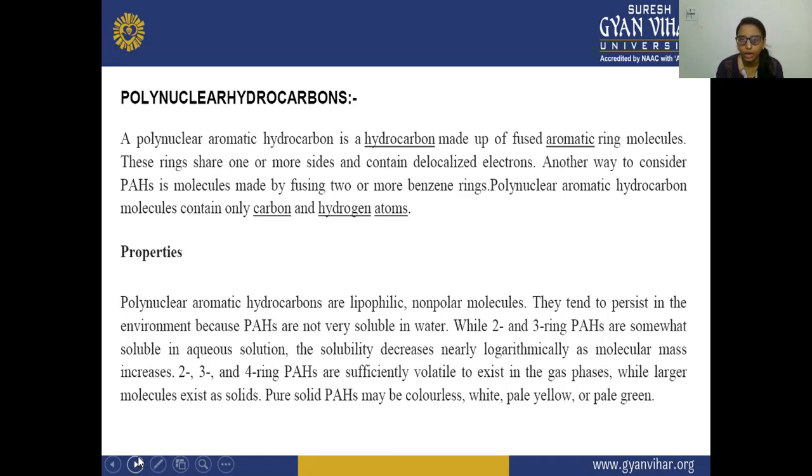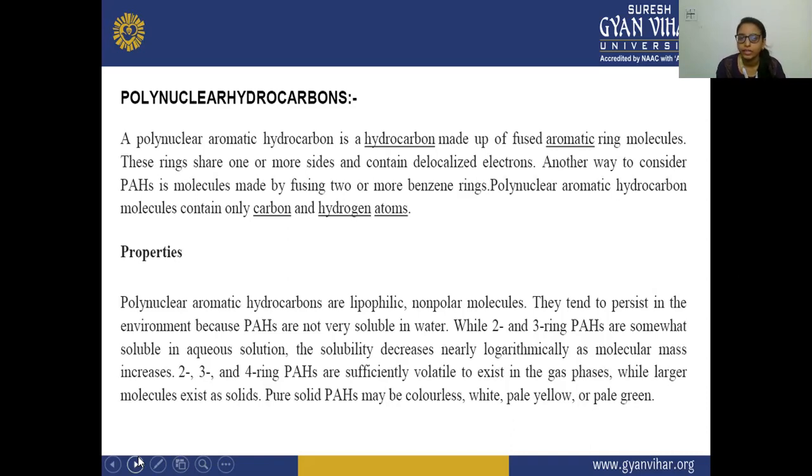These consist of carbon and hydrogen, and these are also aromatic. Means here the aromatic benzene ring is present in this polynuclear hydrocarbon, and it is a hydrocarbon that is made up of fused aromatic ring molecules. Means here that the aromatic ring is present in this polynuclear hydrocarbon. So these rings share one or more sides and contain delocalized electrons.